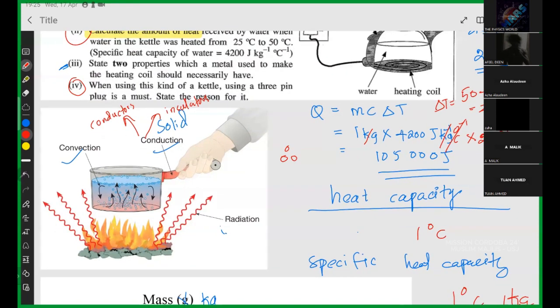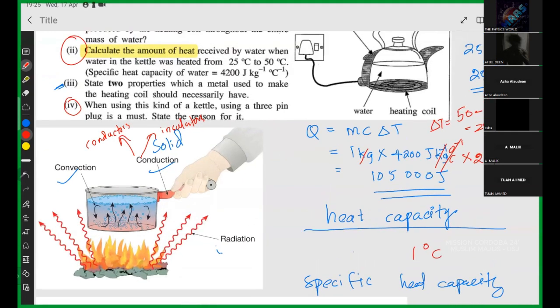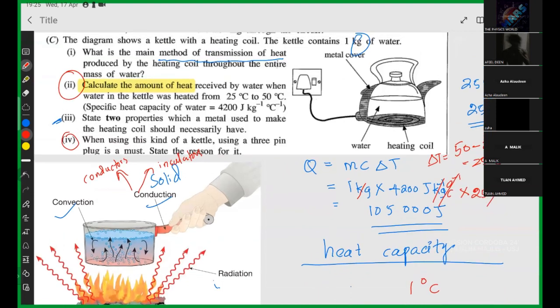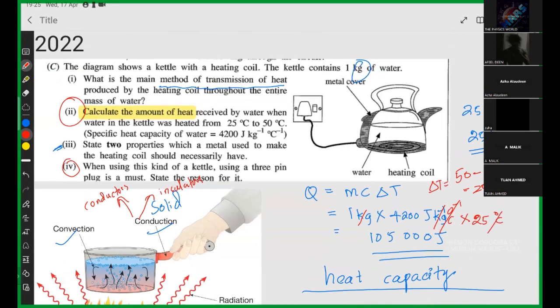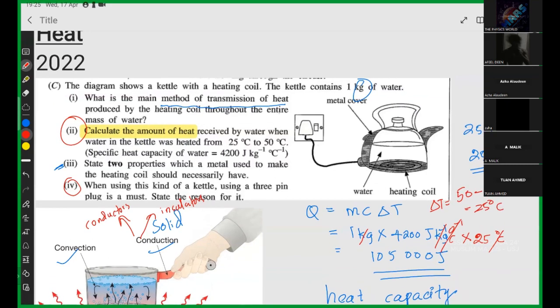Madam, what is it? 200 joule? Second question, 200 joule you're asking. How did 200 come there? 4,200, you're asking about that? It's mentioned here. That is the specific heat capacity of water. Okay, thank you. Exactly.